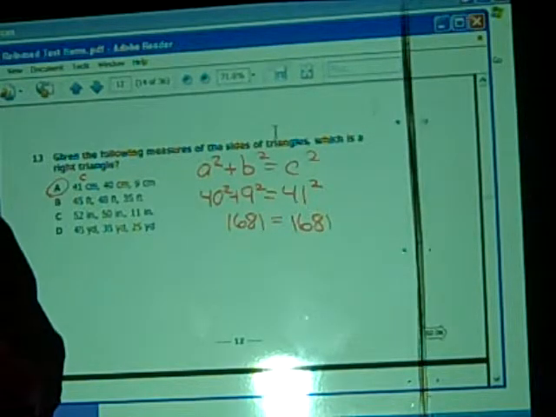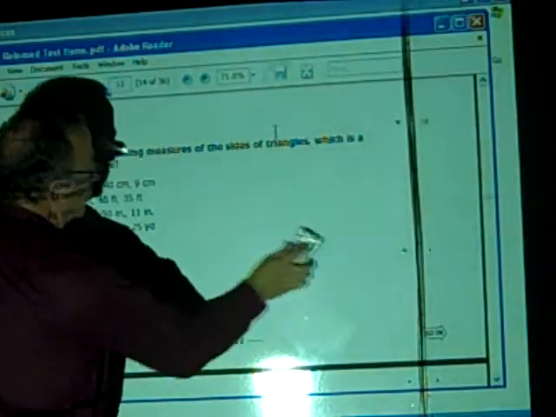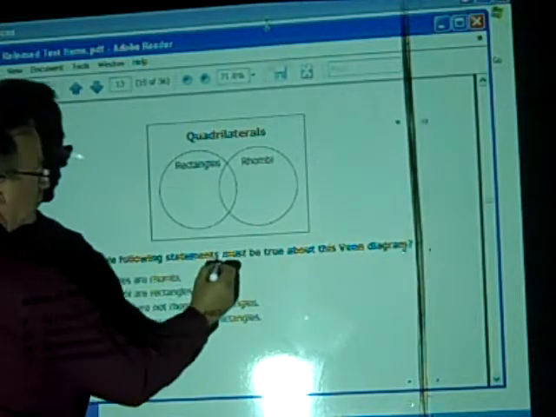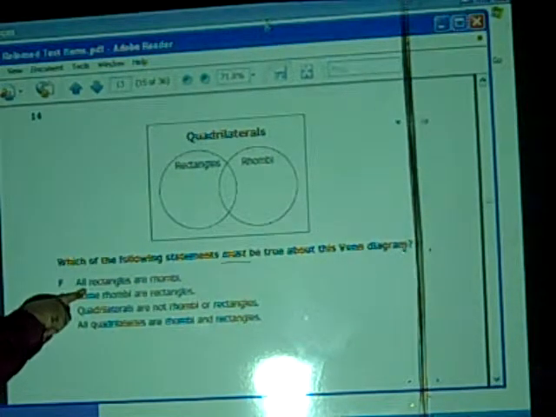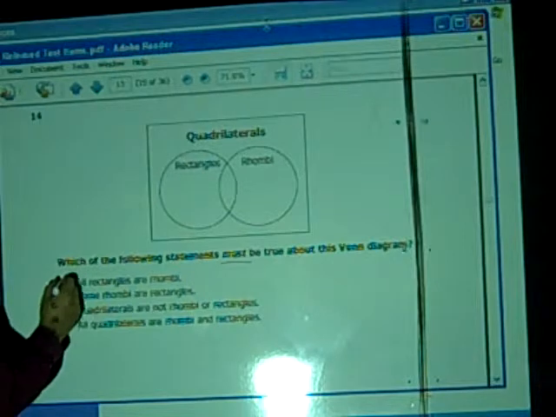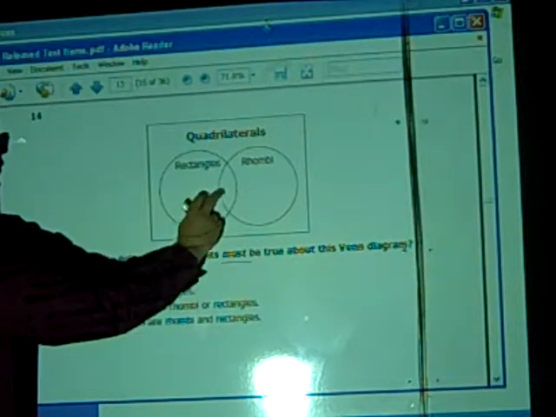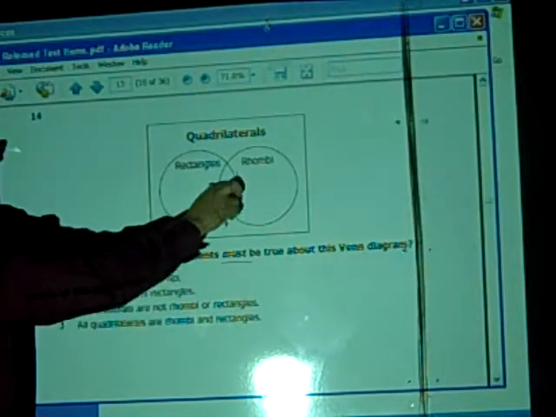That's 13. Number 14, Venn diagrams. It says, which of the following statements must be true about this Venn diagram? All rectangles are rhombi. Well, all means one circle is inside the other one, and that doesn't apply here. The next one says some rhombi are rectangles. They're intersecting. Some rhombi are also rectangles. There's your answer, G.